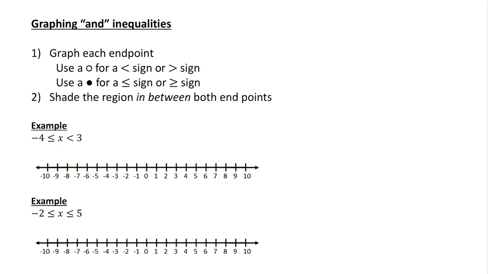So let's start off by graphing negative 4 is less than or equal to x, which is less than 3. So I'm going to go to negative 4, and I'm going to put a filled in circle there because it's a less than or equal to sign. At 3, I'm going to put an open circle because of the less than sign. So for an and inequality, you're going to shade the region that's in between both of your endpoints.